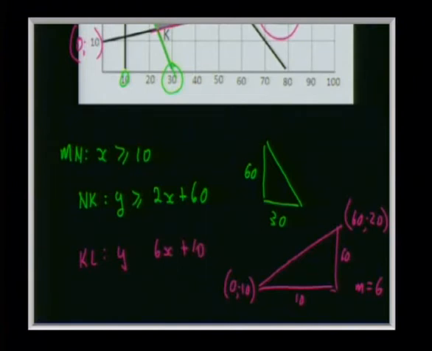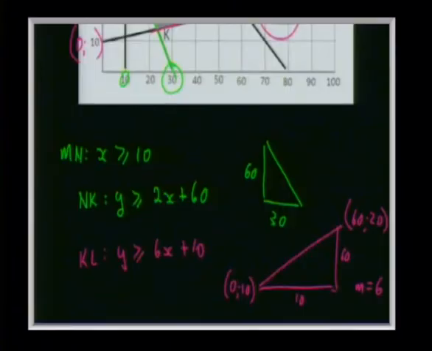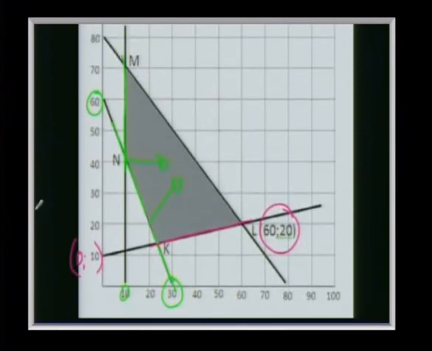Now, the feasible region lies above this line. So in this case, y is bigger than or equal to 6x plus 10. Let's have a look at our last constraint. This line over here, MN.